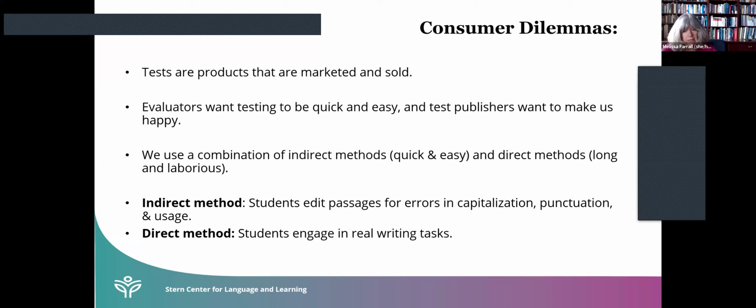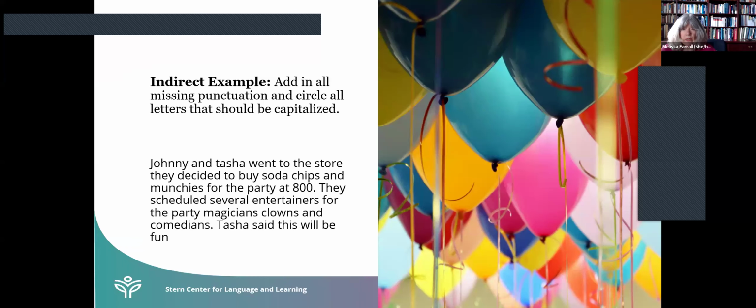Right? So we're just doing an editing task. A direct method would be having students actually perform writing tasks. All right, so editing passages tells us something about their command of written expression. Direct methods actually require them to write. So here's an indirect example.